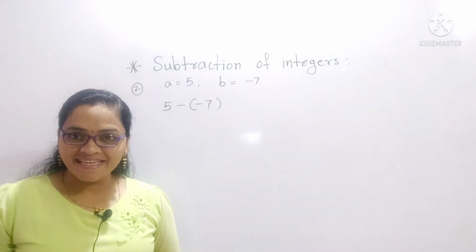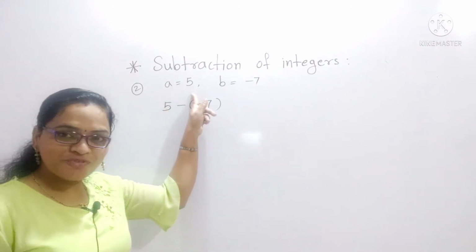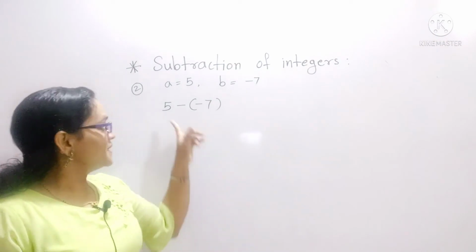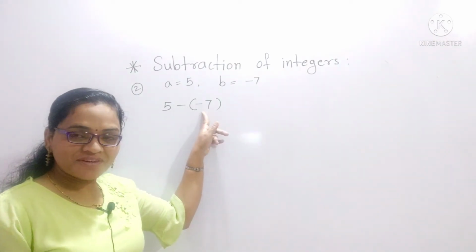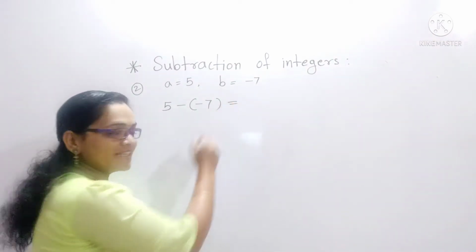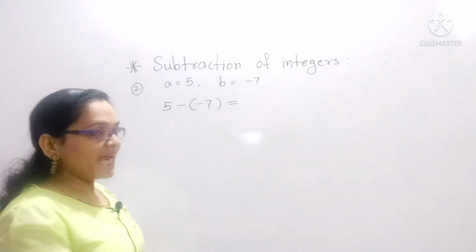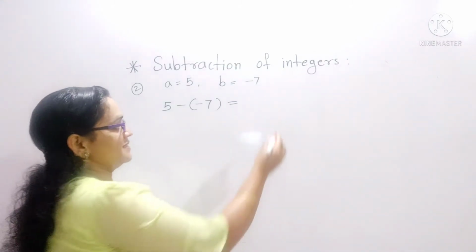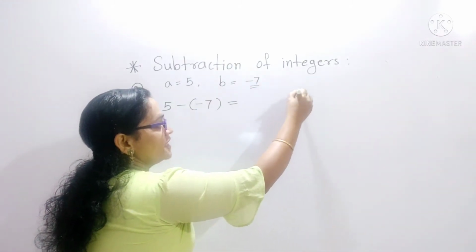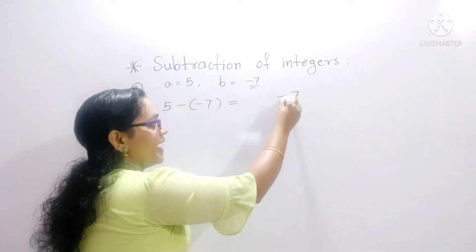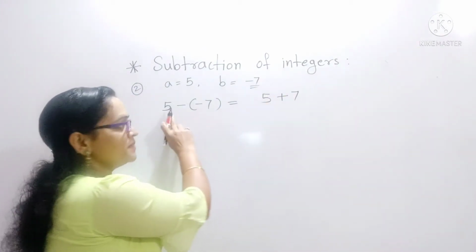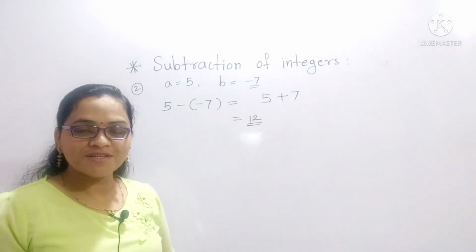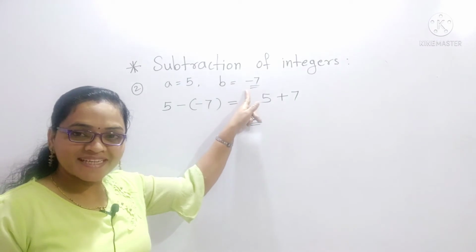Okay. In the second example, see, A is equal to 5 and B is equal to minus 7. Then what is the difference? 5 minus minus 7 is equal to. How to find the difference? By adding the additive inverse of B. Minus 7's additive inverse is plus 7. Add this additive inverse to A, that is 5. 5 plus 7 is equal to 12, which is the difference of 5 and minus 7.